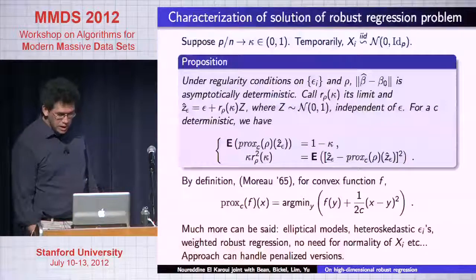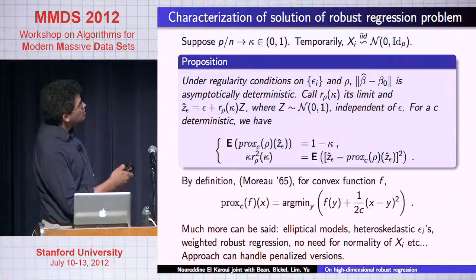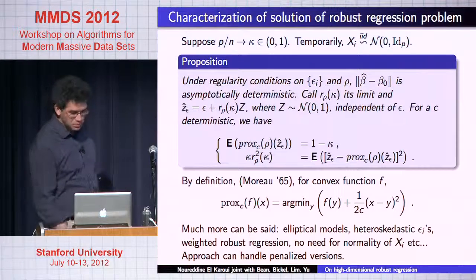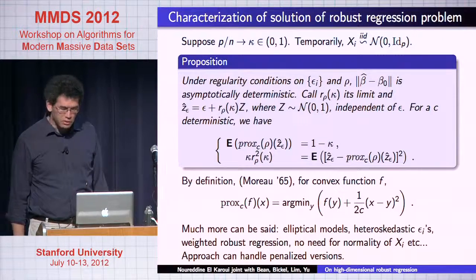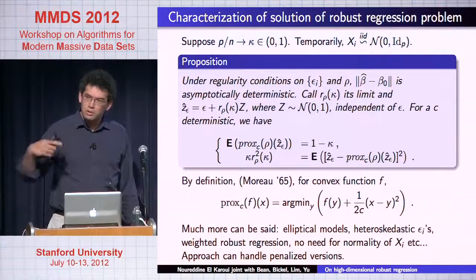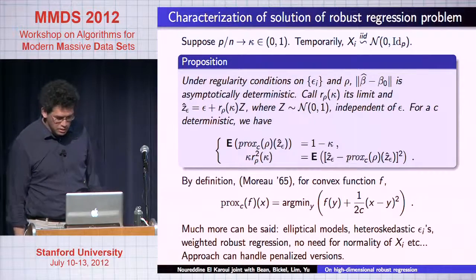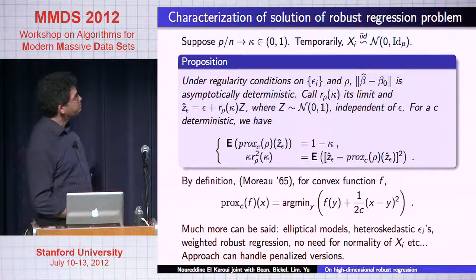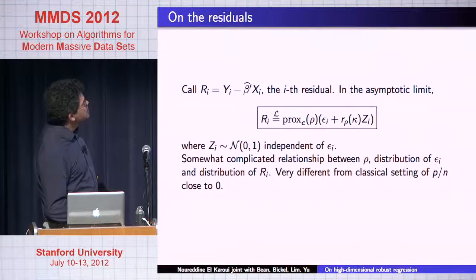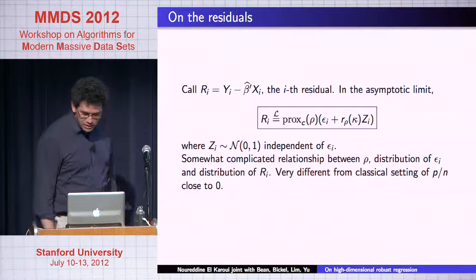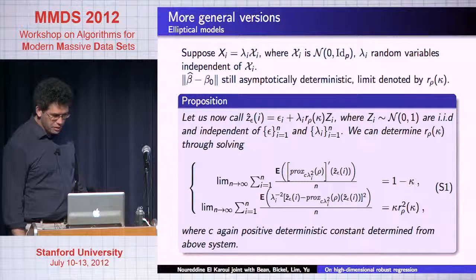It should be noted that beta hat is, of course, not consistent for beta naught here. Our rho of kappa, which is the norm, doesn't go to 0. Okay? Nonetheless, when you project in a certain direction, you can still do inference. So really, what you should think of is that beta hat is orbiting around beta naught. I'll say a bit more about this later, on a sphere of a fixed radius, or an ellipsoid in certain settings. Okay? So this is all very different from the classical setting of p over n close to 0, and we basically can't use the techniques there.